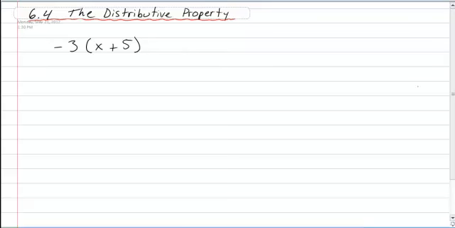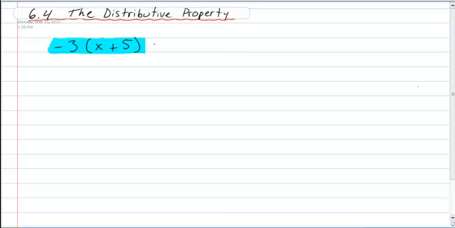This tutorial will take a look at how to use the distributive property to expand an expression. An expression, we have one written down here. It's right here as an example, is negative 3 times x plus 5. This is called an expression. The difference between an expression and an equation: an expression doesn't have equal to something.